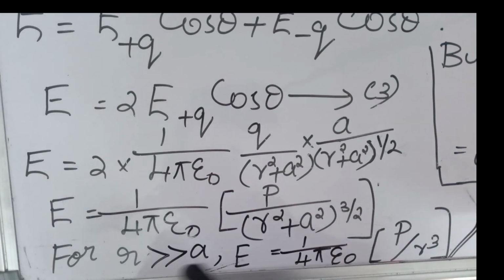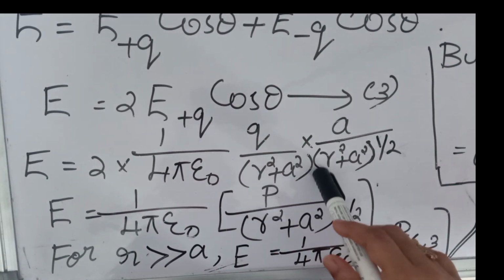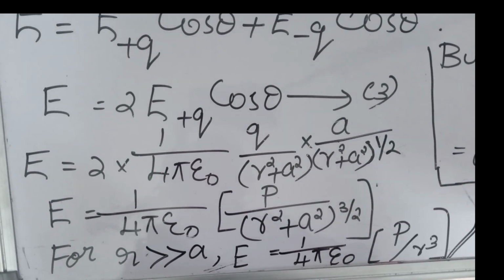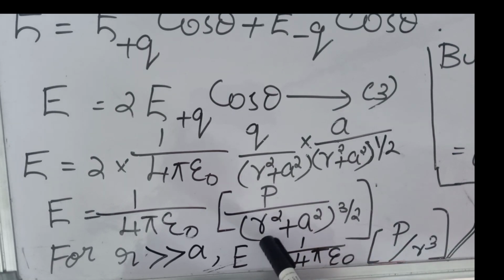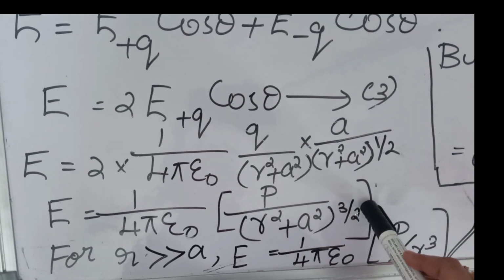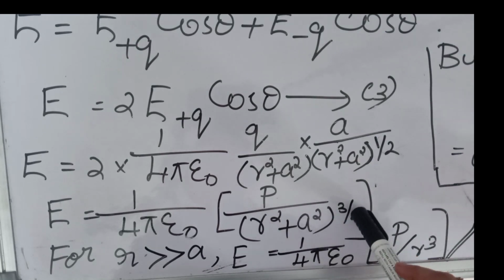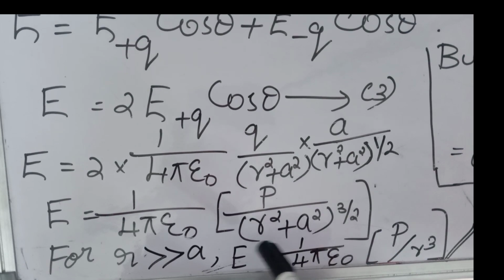Now suppose R is very much greater than A. R very much greater than A means that A can be neglected. So what we will get? P divided by R square the whole raised to 3 by 2 only will be remaining here. So the square and the 2 will get cancelled. Then what will we get? That is P by R cube.